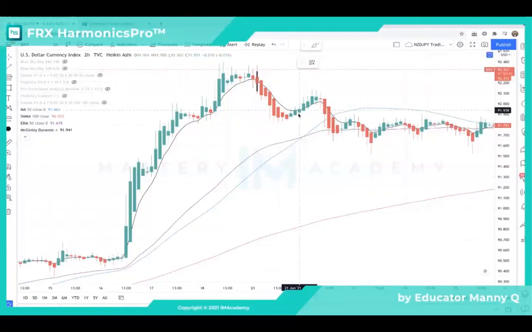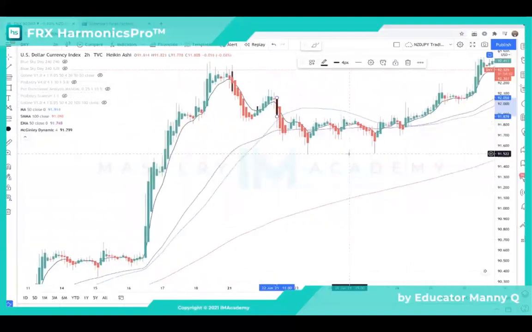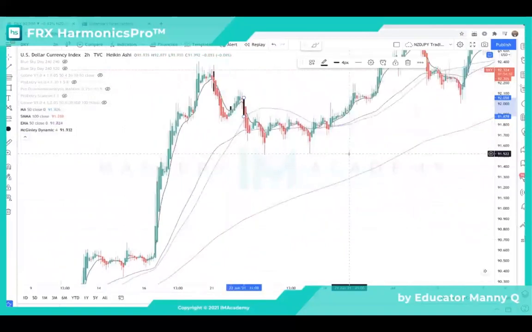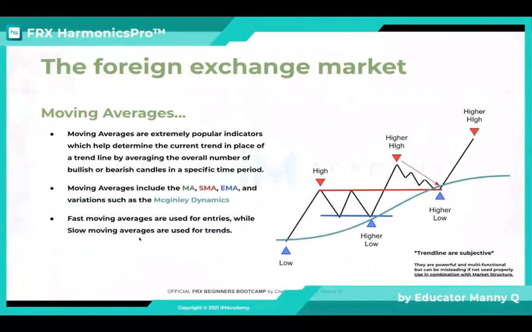Until the market crosses back above the 4, which then goes back into an uptrend. And then it closes back below the 4, which then goes back into a downtrend. All righty. This is what traders are using fast moving averages for. Now, traders use slow moving averages to determine the overall trend in the market.